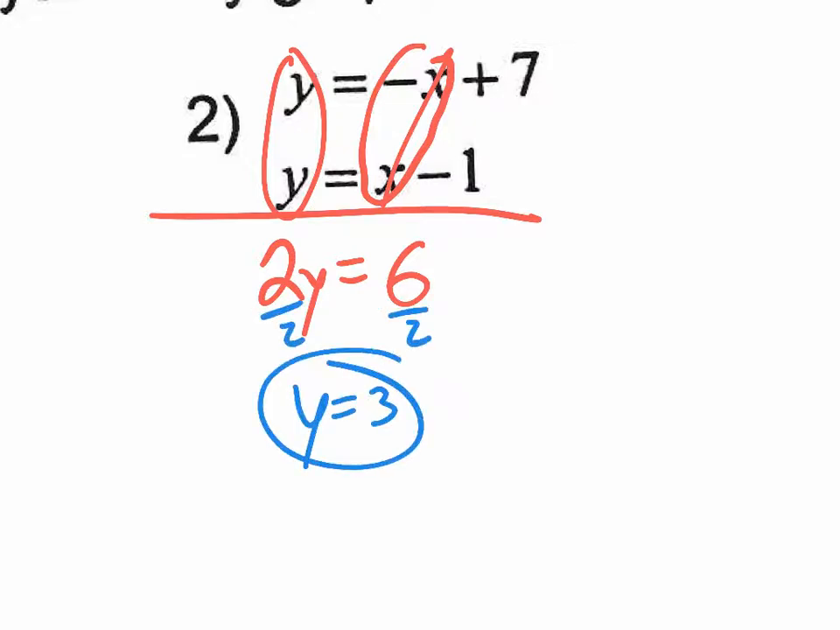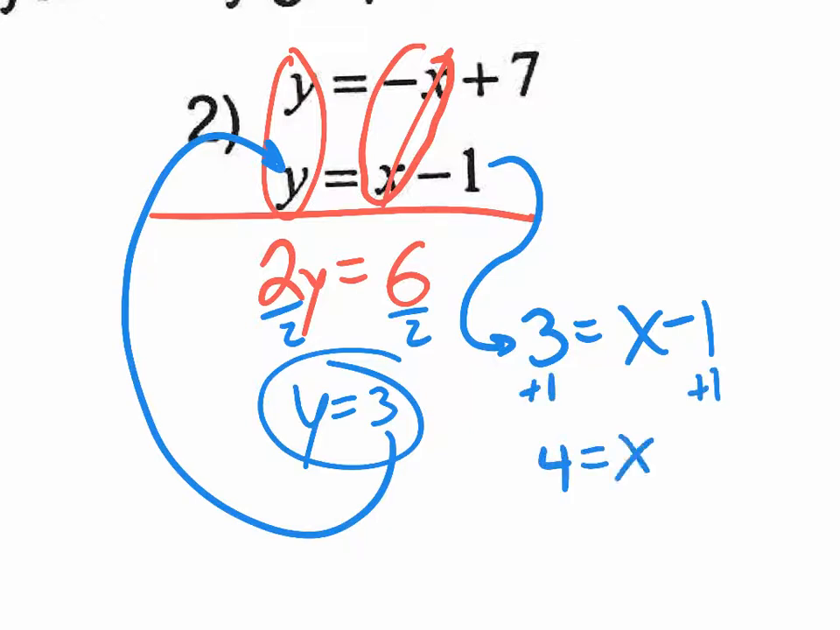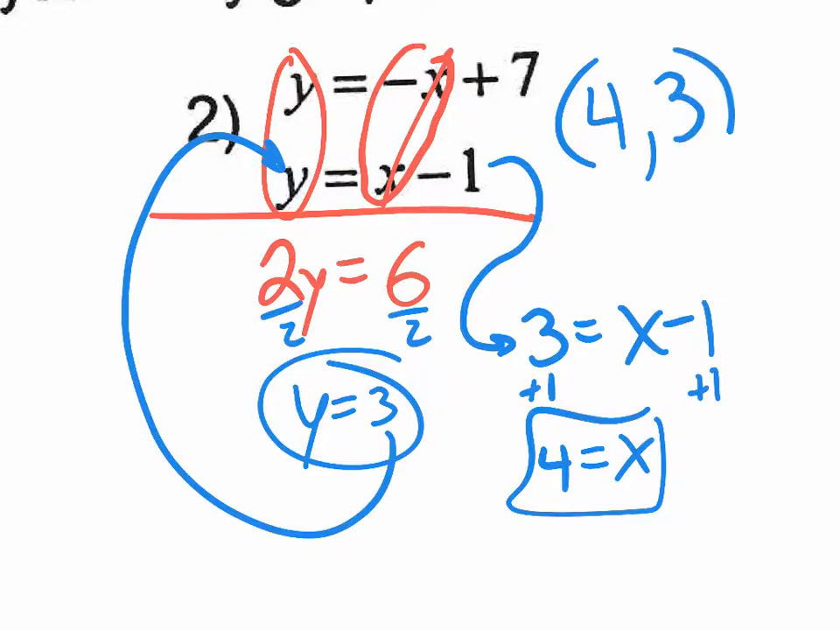If you wanted the other, you simply plug it in. Take the 3, plug it into the y value. So you'd have 3 equals x minus 1. So that means plus 1 here, plus 1 over here, 4 equals x. x equals 4. So x is 4, y is 3, 4, 3.